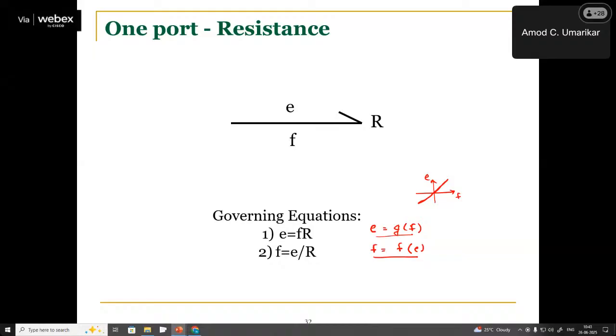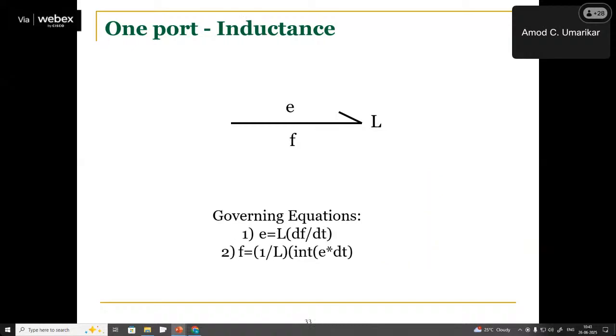Now next is inductor, or inductance. So the governing equations are either E is equal to L df by dt, or F is 1 by L integral of E dt. Again here, what is the assumption? L should be linear.